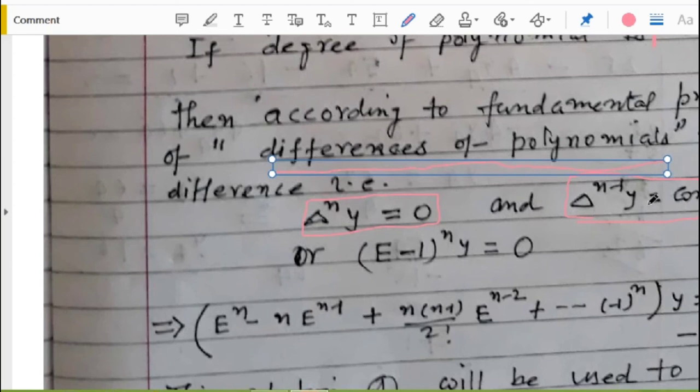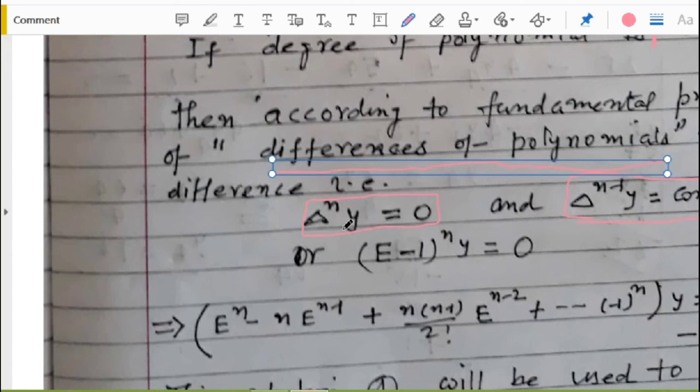Is it clear? The degree of the polynomial is the maximum order of difference. That is, it immediately becomes a constant value, and beyond the degree of the polynomial the difference is 0, because there is no argument left to add the increment. This was the main logic.